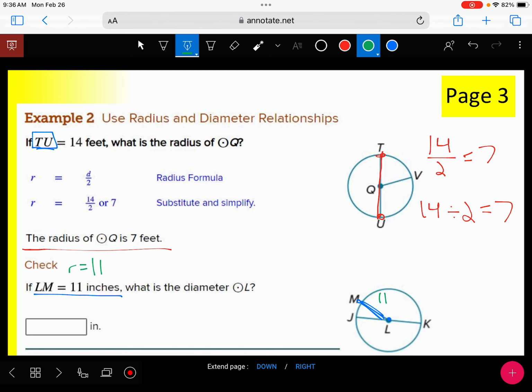2 radiuses equal 1 diameter. 2 distances between edge and center added together are going to give us the distance from edge to edge, which runs through the center. What's a line segment on circle L that is a diameter? Yep, JK. JK is an example of a diameter on circle L. So like we said, 2R equals D. That's the formula. Well, our R is 11, so 2 times 11 is going to be 22. So the diameter of circle L is going to be 22 inches.